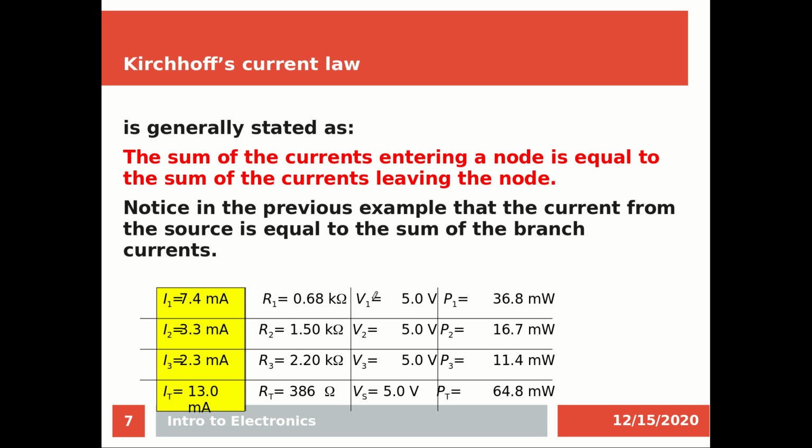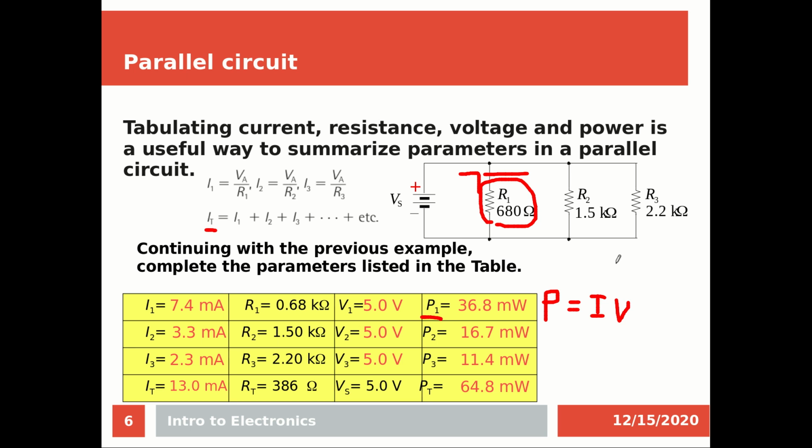Okay, Kirchhoff's current law says that the sum of the currents entering a node is equal to the sum of the currents leaving a node. What does that mean? Here this is a node. What is meant by a node? It is like a connection point in the circuit. So all the current that comes to this node, that enters this node, is equal to the current that leaves.